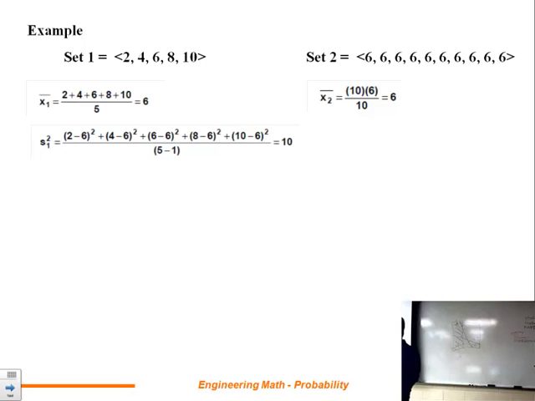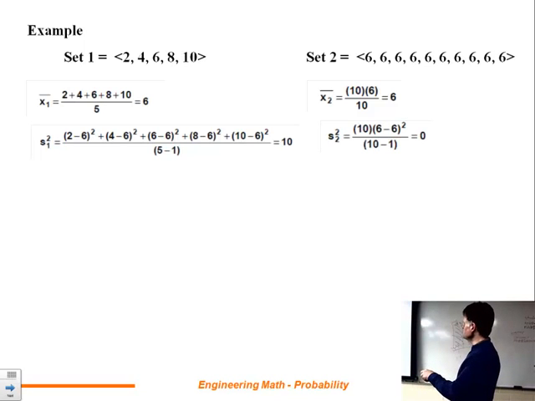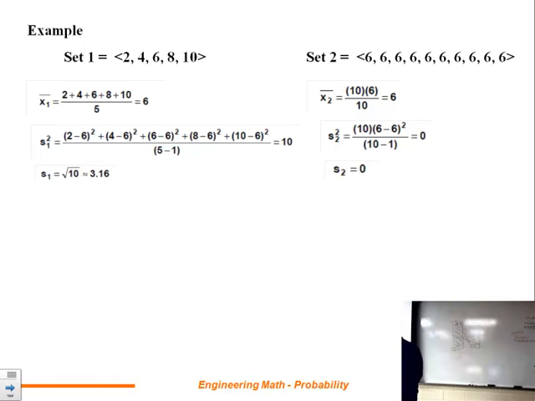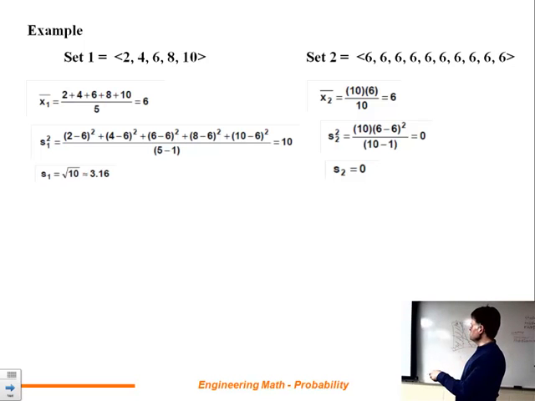So for set 1, subtract each data point from the mean, which we got as being 6. 2 minus 6 quantity squared, 4 minus 6 quantity squared. Add them all up, divide by the number of points minus 1, and we get 10. So the sample variance on this side is 10. Sample variance on this side is 0 because we're just adding up zeros. The standard deviation then on the first side, so we call the sample variance S1 squared, so the standard deviation is just called S1. The square root of 10, which is about 3.16, and the square root of 0 is 0, so we just get 0 for the standard deviation.